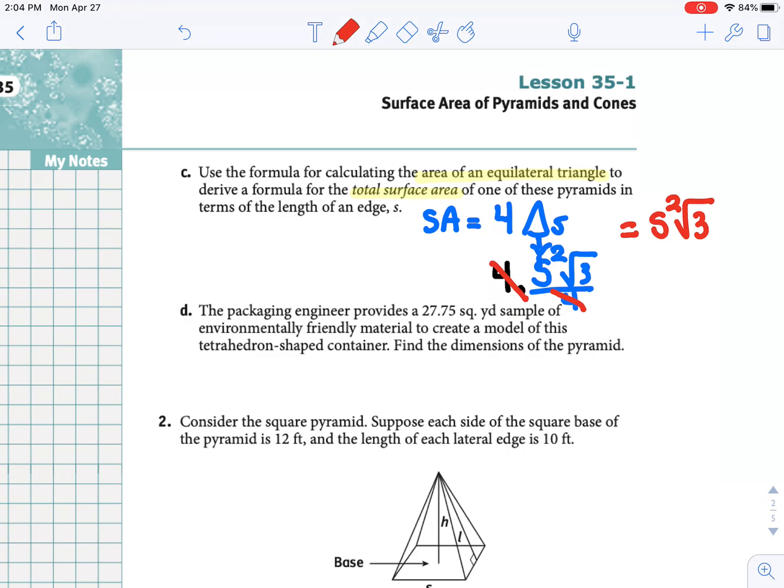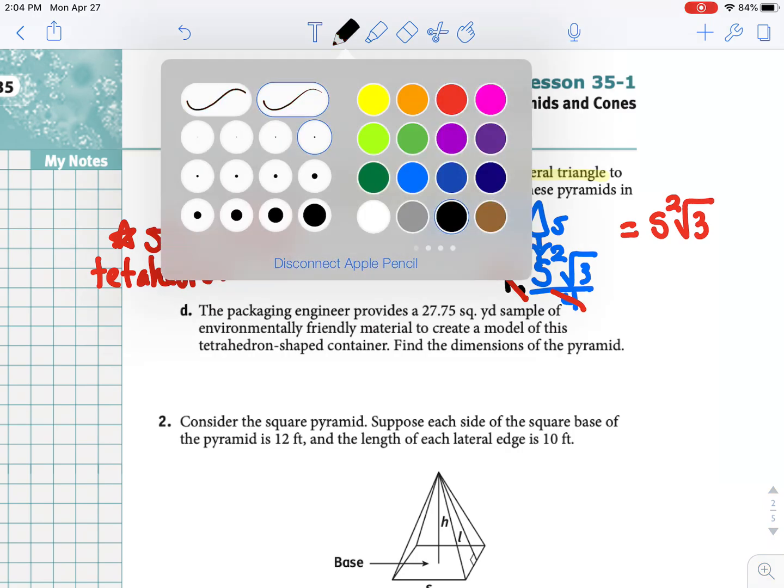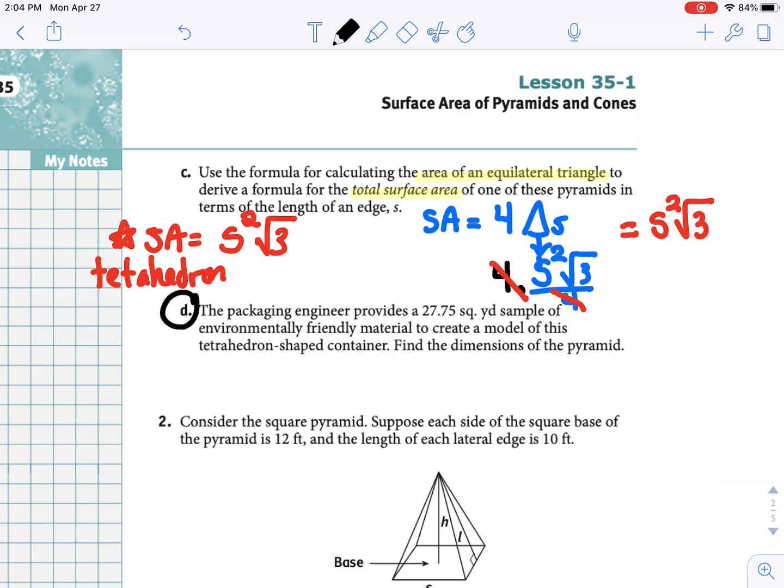So if I wanted to find, and I'm going to make a note of this off to the side, the surface area of a tetrahedron, and keep in mind what a tetrahedron is, it is that 3-dimensional pyramid made of 4 equilateral triangles, I can use my basic formula of side squared square root 3. Using that formula, let's see about another way that we could apply that formula.